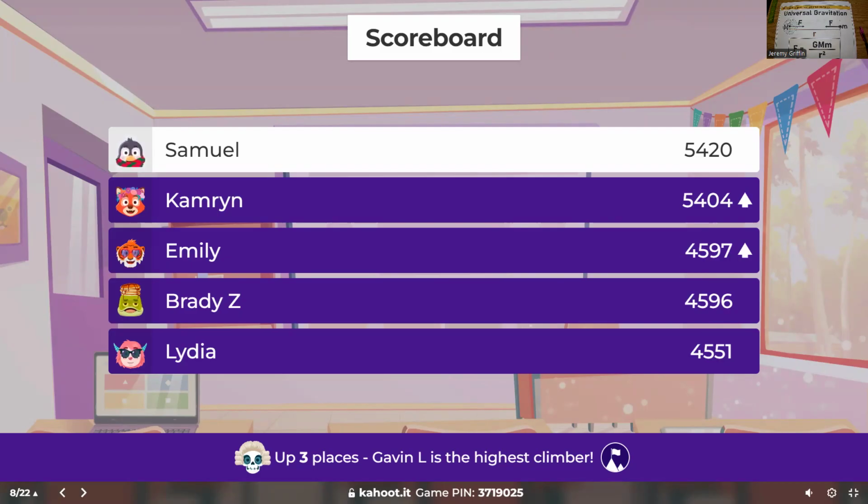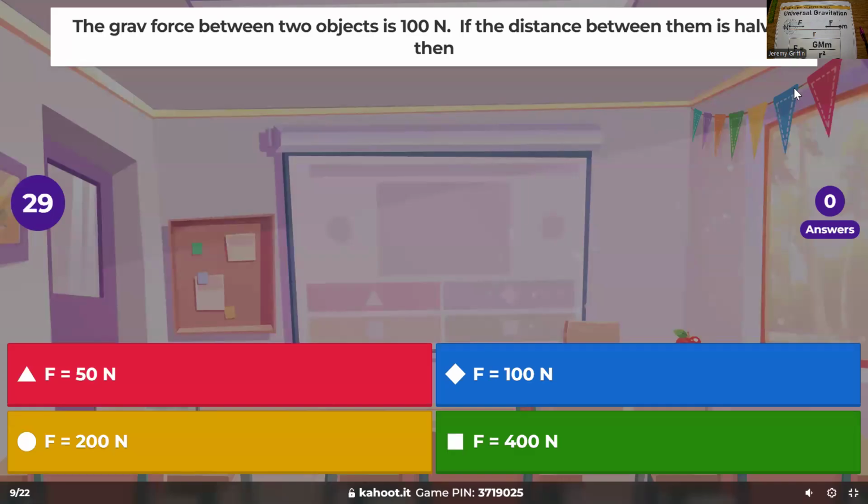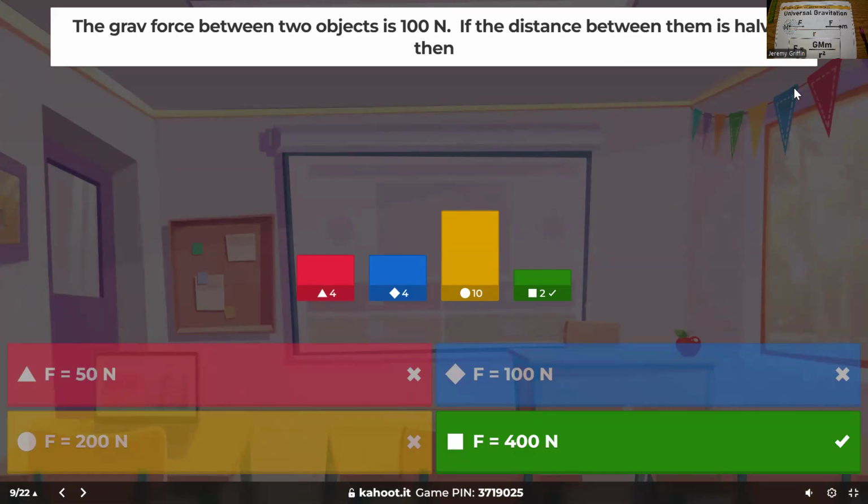Lydia, Brady, Emily, Cameron, Samuel. The gravitational force between two objects, let's call it 100 newtons. If the distance is cut in half, then what's the new force? Half the distance. First of all, is the force getting stronger or weaker? Stronger, they get closer together. Stronger force. Talking about 1 over the distance squared. Two winners.